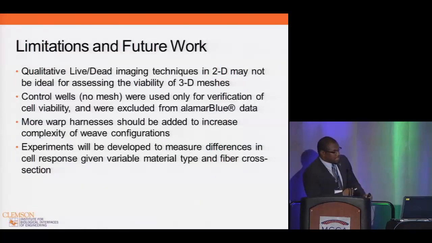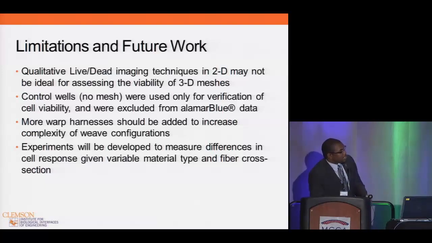But we do realize that there are some limitations to our study, and one of the main issues we had trouble with was imaging the meshes, being that we're imaging just using light microscopy. It's hard to focus on the multiple planes that we need to look at where the cells are. So that's one issue that we're looking to solve. And then the next would be, like I mentioned earlier, the control wells weren't included in the cell viability or the Alamar Blue data.